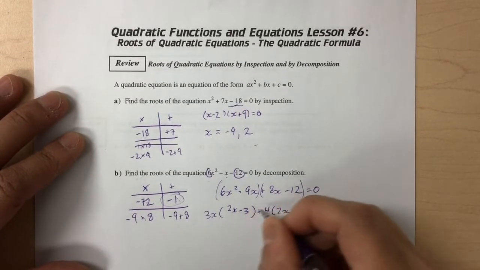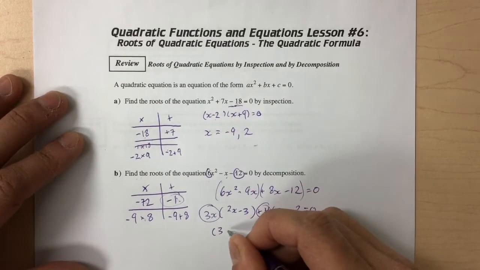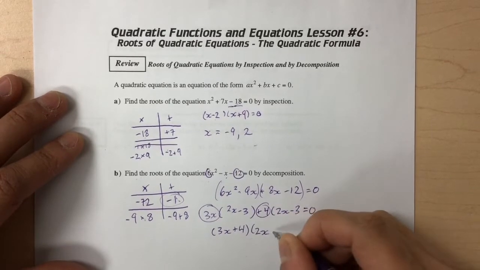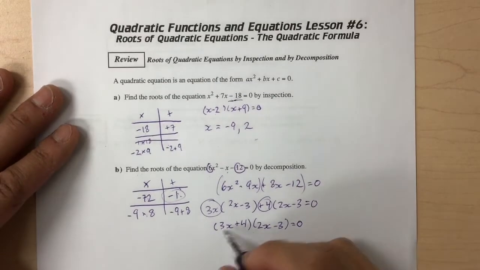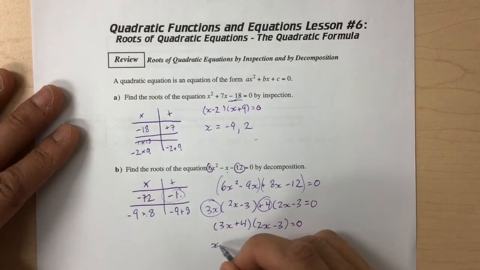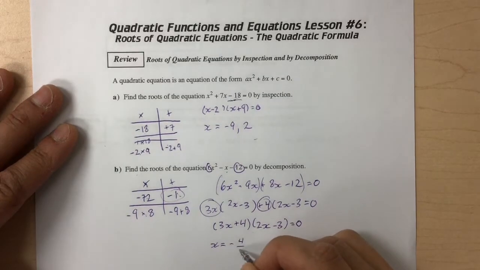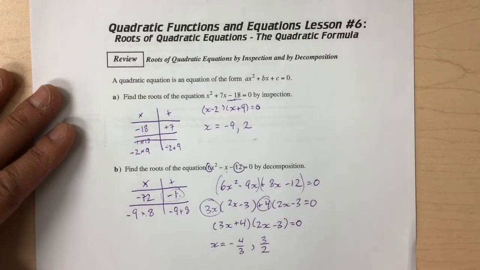And now we've got a group, so I'll group this term with this term, and we'll have 3x plus 4 times 2x minus 3 equals 0. And so my roots are going to be x is equal to negative 4 over 3 and positive 3 over 2.